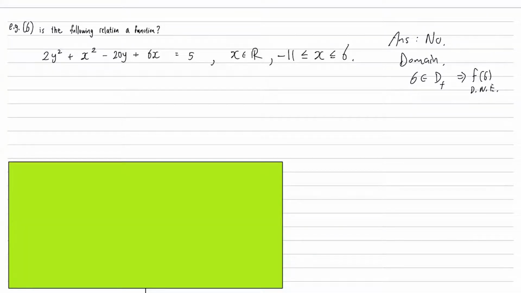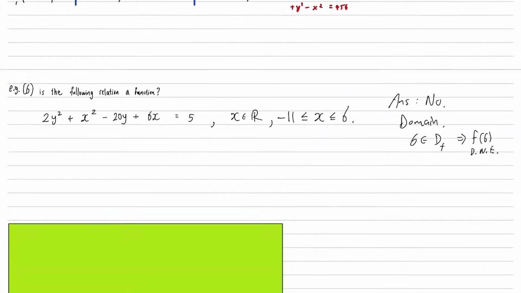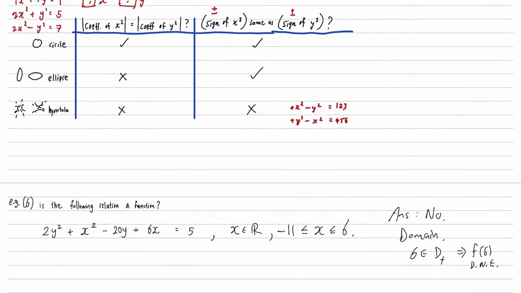Circle? Nope. Look at our y square and our x square. Magnitude of coefficient, are they the same or different? 2y squared and 1x squared. Different. So can it be a circle? No, it cannot be a circle anymore. So it's either an ellipse or a hyperbola.